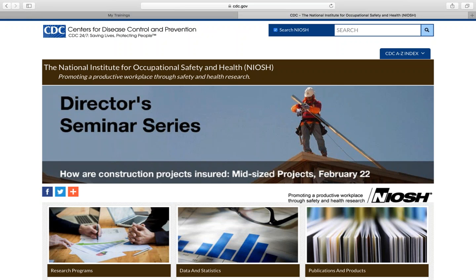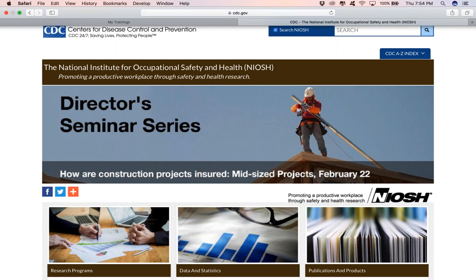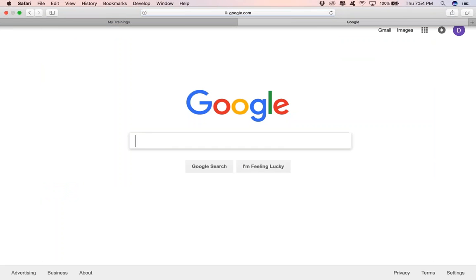Also, we know it's used to assist and encourage states in their own efforts. There are roughly 25 states right now that have a state plan, and three that only have a plan for their state public employees, municipal employees. All the private employees still fall under the federal program. So let me just show you a map of it really quickly.